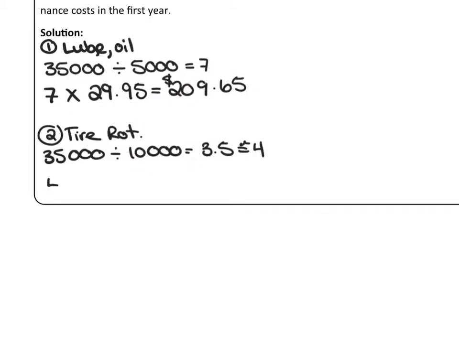So we'll do 4 times, and the cost of that is $41.50. So we'll just multiply that. 4 times $41.50 is $166.